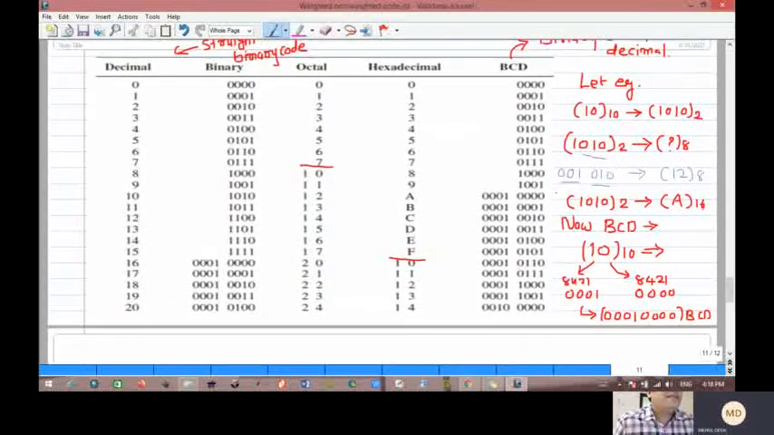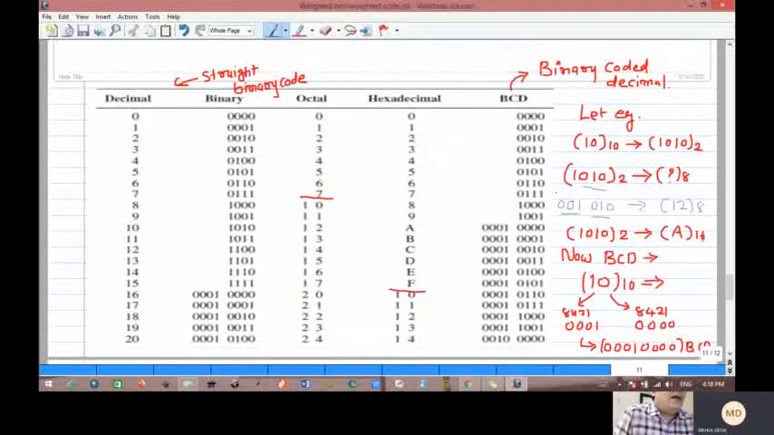Straight binary code means it has weights like 2 raised to 0, 2 raised to 1, 2 raised to 2, 2 raised to 3, 2 raised to 4, means 1, 2, 4, 8, then 16, then 32, then 64, then 128. So it has weights starting from 2 raised to 0 up to 2 raised to 7: 128, 64, 32, 16, 8, 4, 2, 1. So this is the straight binary code.